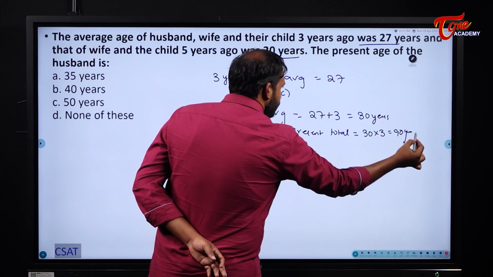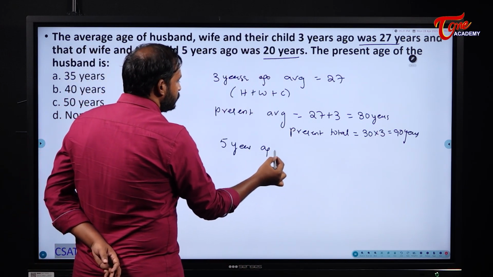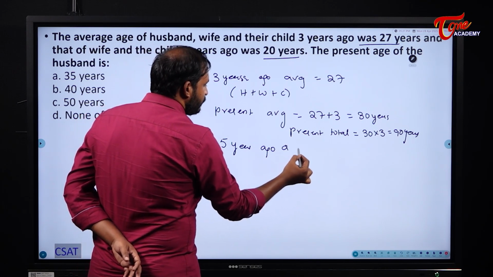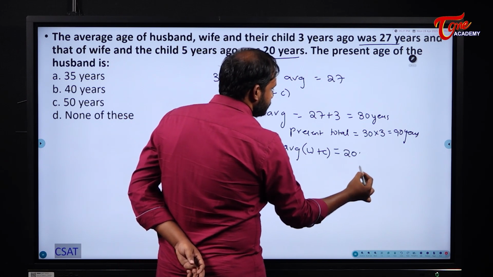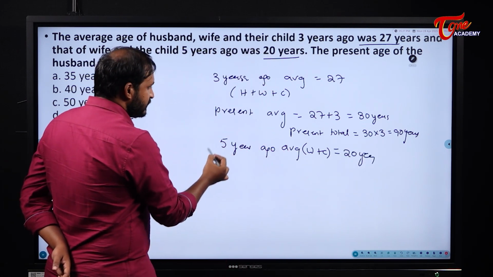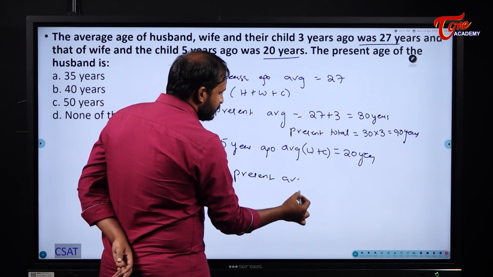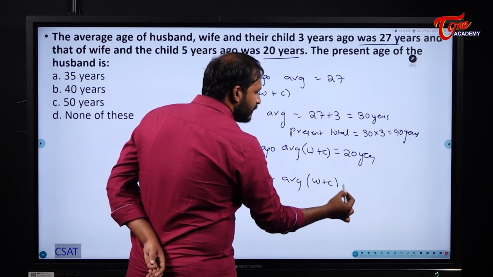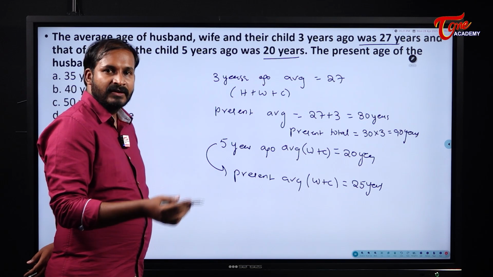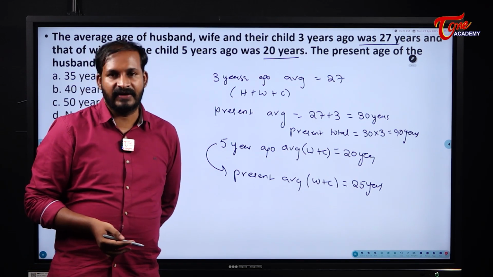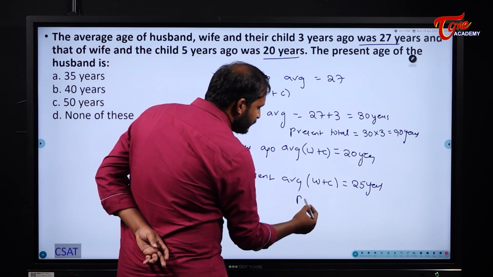Okay. Now 5 years ago, average of wife and child is how much? 20 years. Now from this tell me what will be the present average of wife and child? 25 years. Why? Because 5 years have passed. For both the people the age will increase by 5 each. So the average also will be 25 years. Now tell me what will be the present total of both of them?